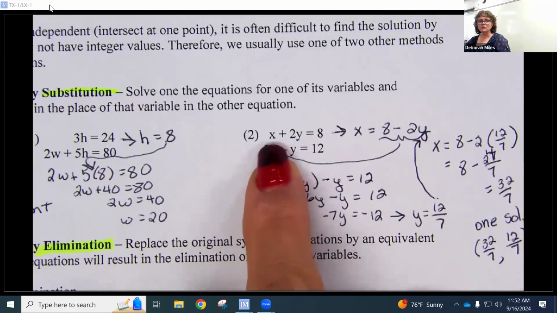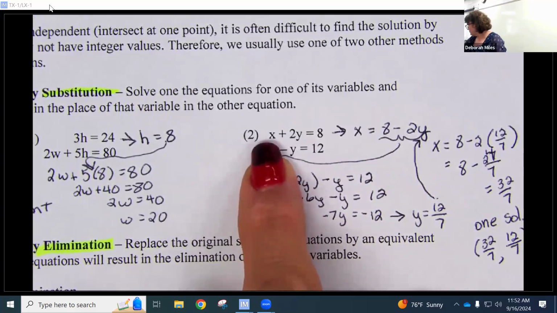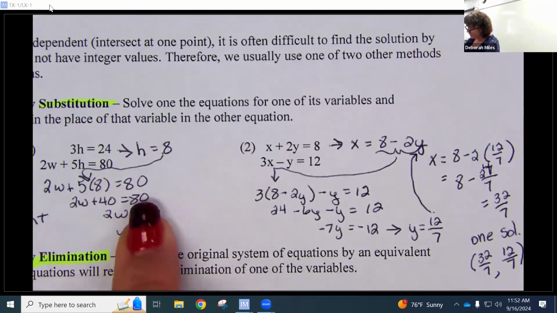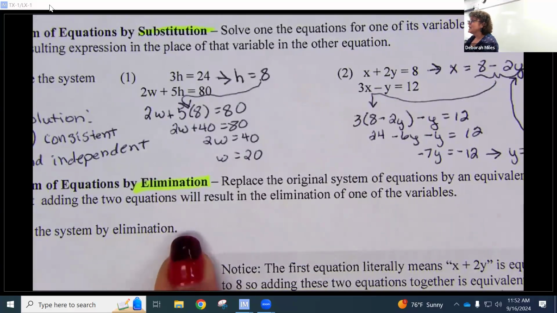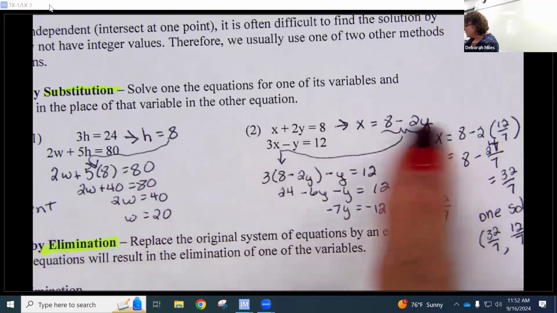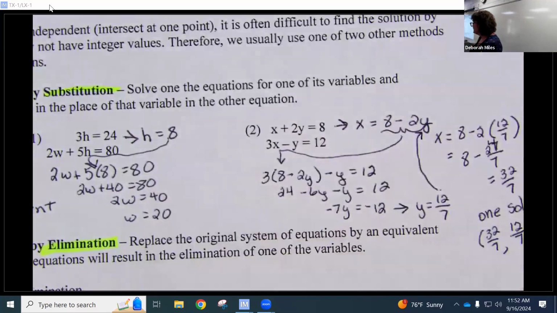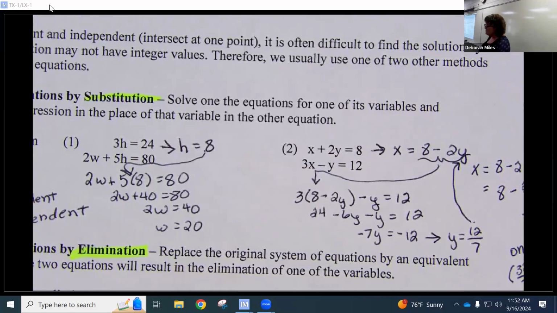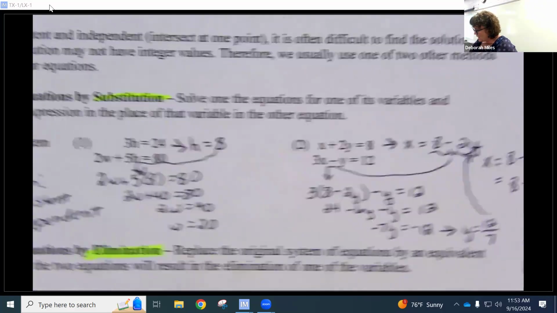if none of the variables are plain old X, and when I say plain old, I mean 1X or 1Y, which is what you're describing, then I probably wouldn't use substitution. I would probably use my other method. I could use substitution, but I'd just end up with fractions I had to plug into the other equation. And as long as I have a fraction button on my calculator, that's okay. But I wouldn't choose substitution as my method if all of the variables had coefficients other than 1. So let's talk about that other method, elimination.